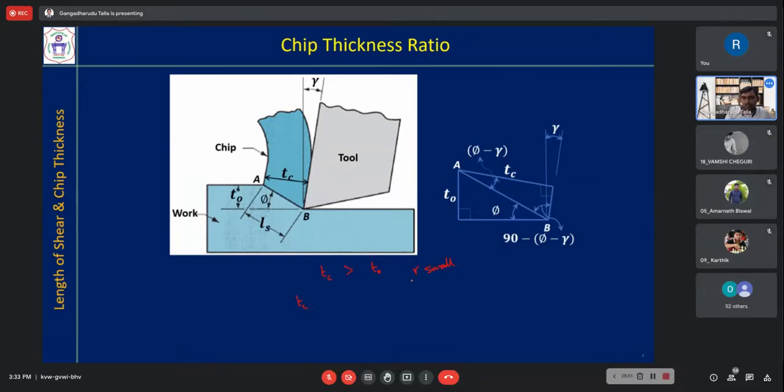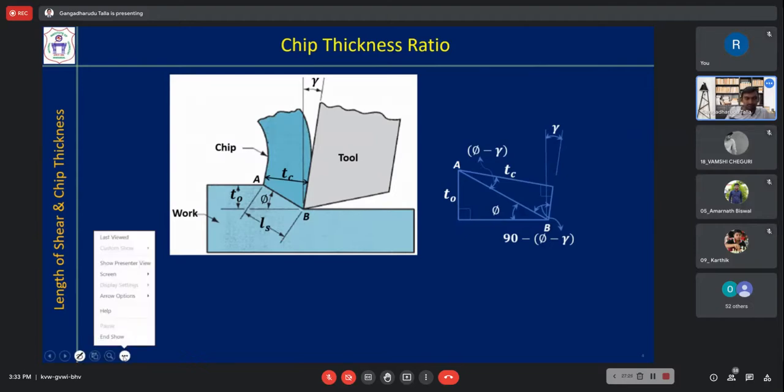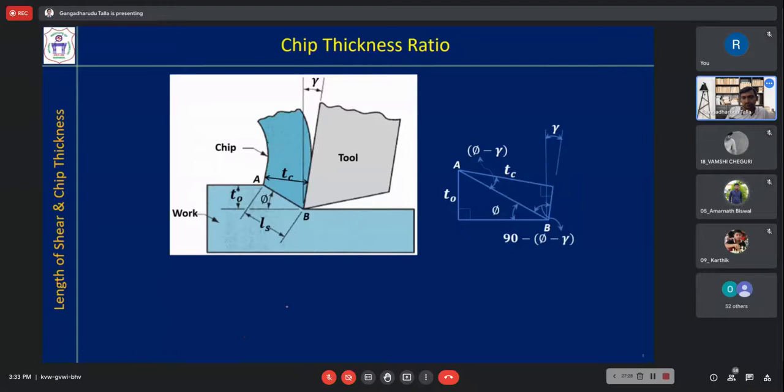And if R is high, that means T0 and TC are very close to each other. So that means you are spending less energy during the cutting process. There is less friction between the chip and the tool. That is the meaning. So that is why we are measuring the chip thickness ratio, and with that you can understand the mechanism involved. Is it clear? Yes, sir.